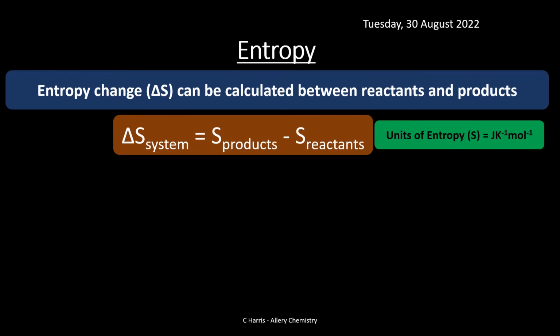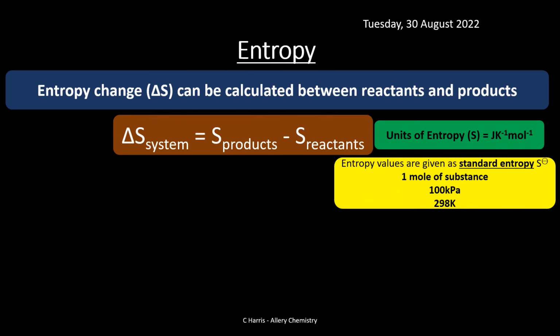It's not too bad. The units of entropy, S, are joules per Kelvin per mole. Notice it's joules, not kilojoules, so be careful with that one. Entropy values have a standard entropy, which is S with the standard symbol, which you've seen before in year 1. For 1 mole of substance, these are the standard values.